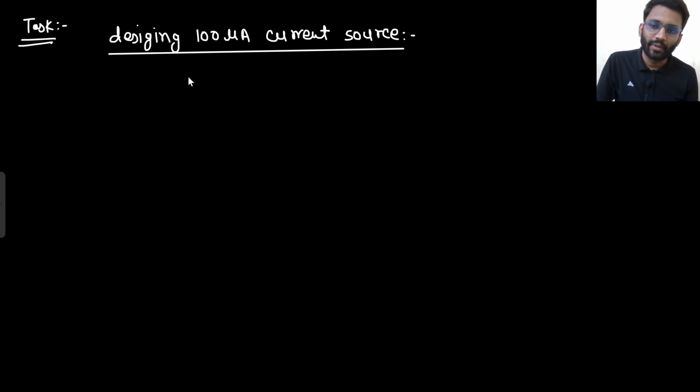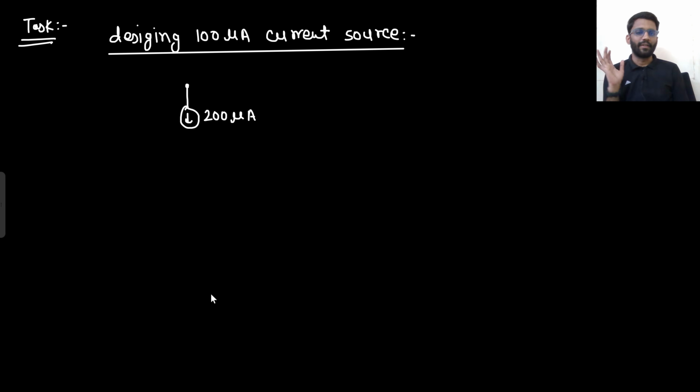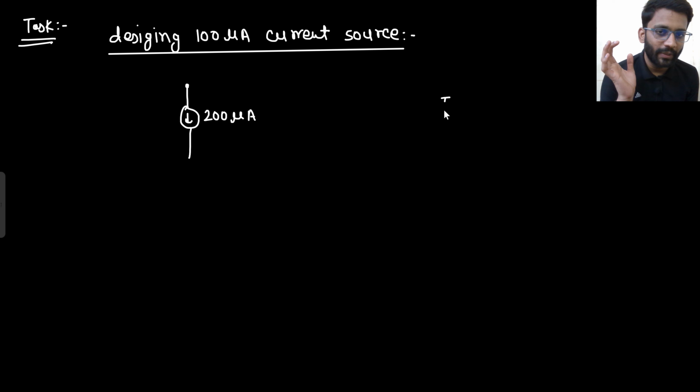So my task is now designing a 100 microampere current source. How will you design it? You have a 200 microampere current source. One thing I know, the current will be copied, right? But the current that is going to be copied has to be 100 microampere, because the W by L ratio is the same. What is the copied current?